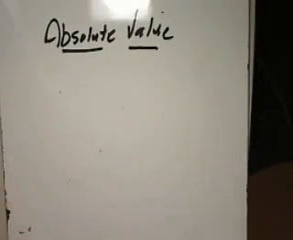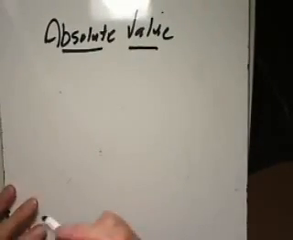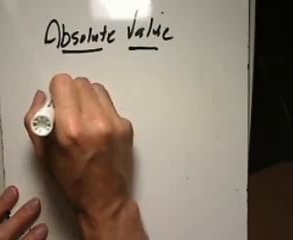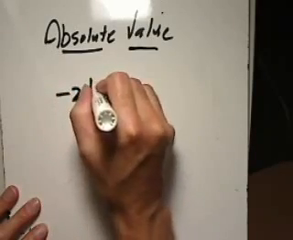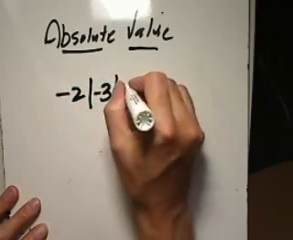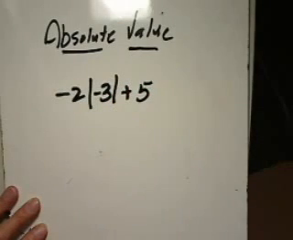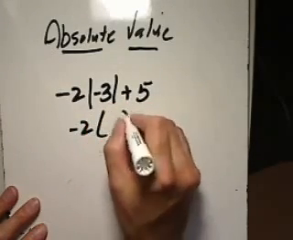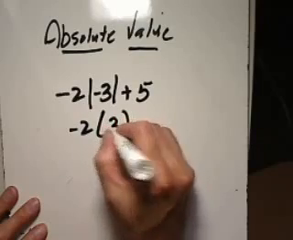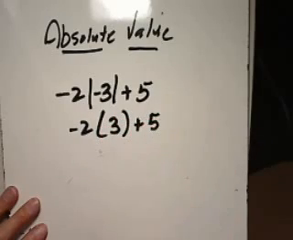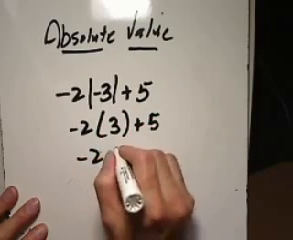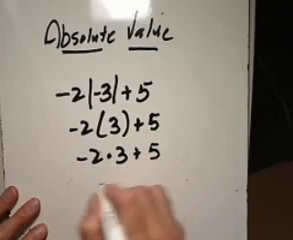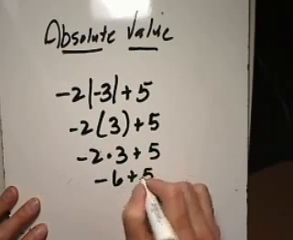Now, can absolute value ever be negative? That's a good question. How about this? -2 times the absolute value of -3 plus 5. All right, so this is a numerical expression involving absolute value. So that's going to be -2. What's this going to be? What is the absolute value of -3? That's 3 plus 5. Or you could write it this way, -2 times 3 plus 5. This is -6 plus 5.